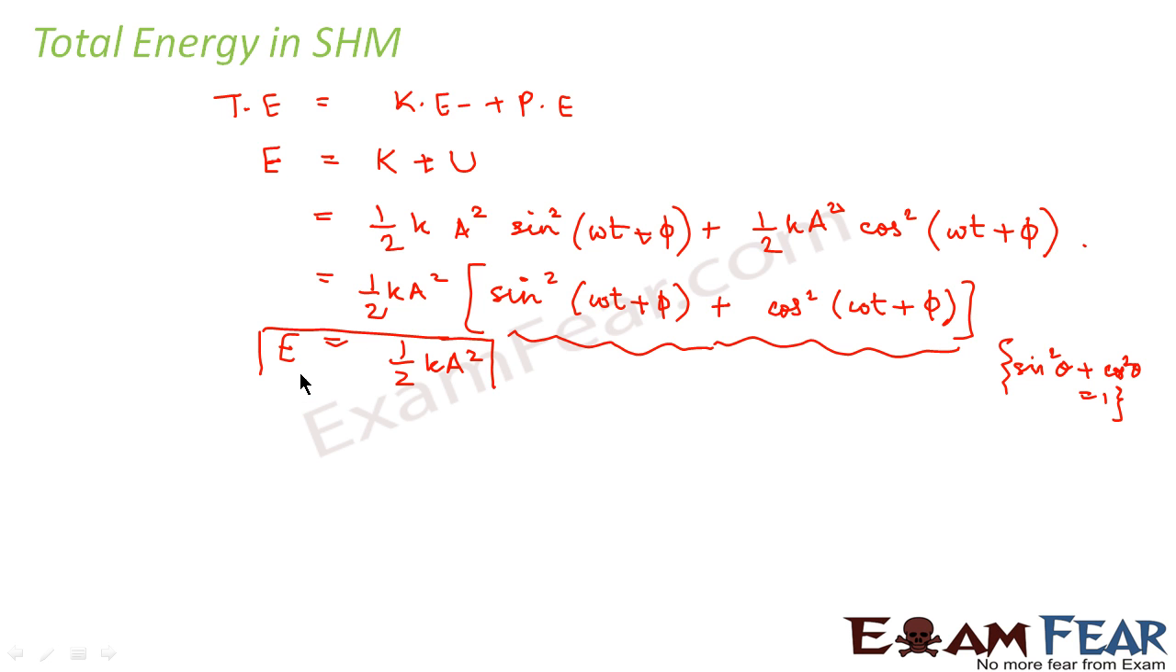What does this show? This shows that total energy in case of a simple harmonic motion is a constant value, right? Because what is k? k is the force constant, which is equal to m omega squared, and A is the amplitude. So these three quantities are constant for a particular simple harmonic motion. A particular simple harmonic motion will have a fixed value of amplitude, a fixed value of the mass, as well as a fixed value of the angular frequency. So the total energy is constant. It is not dependent on time.